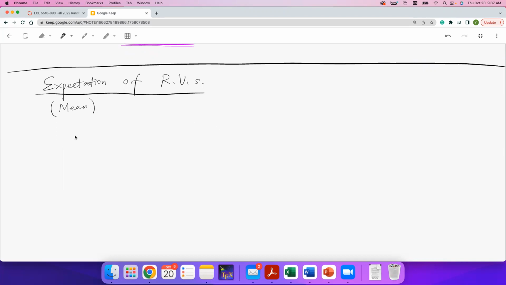Okay. So the expectation of a random variable is defined as follows. So the notation is expectation of a random variable, capital X. Okay. Now, if this X is a continuous random variable, it has a PDF. So we take integration, integrating over x times the PDF, over the entire real line.